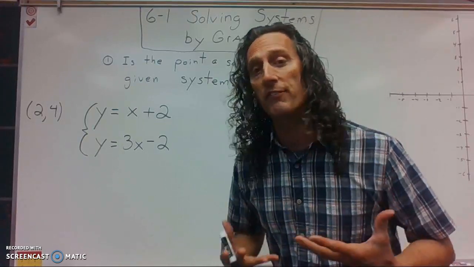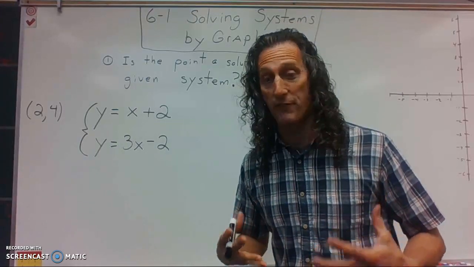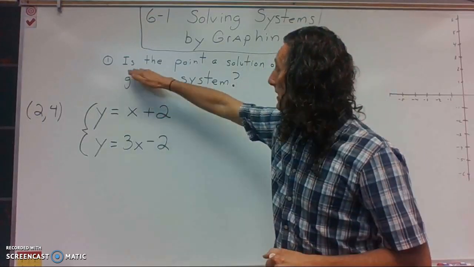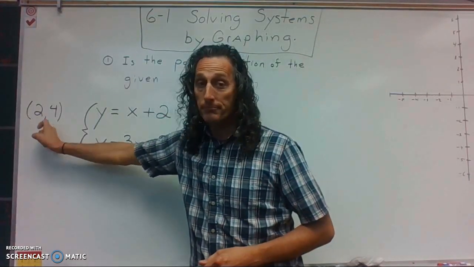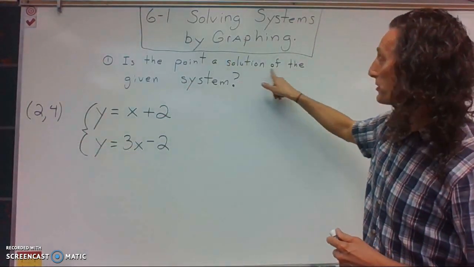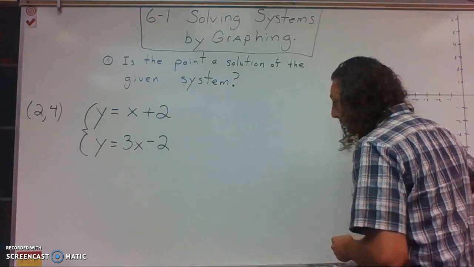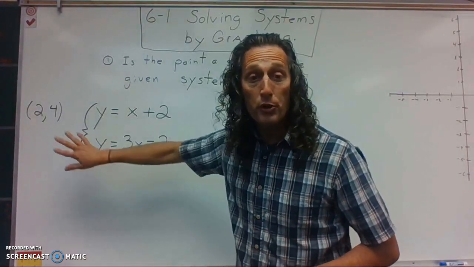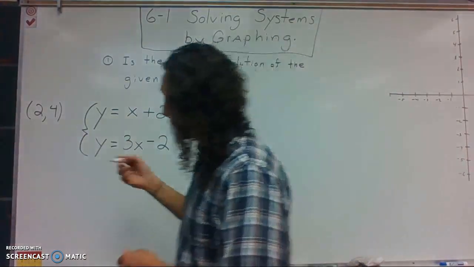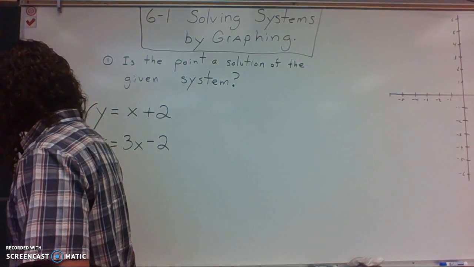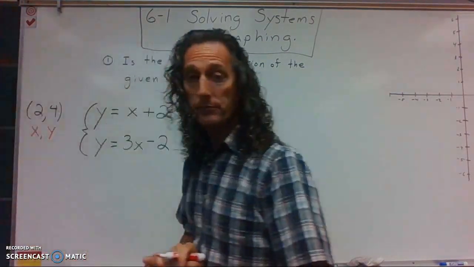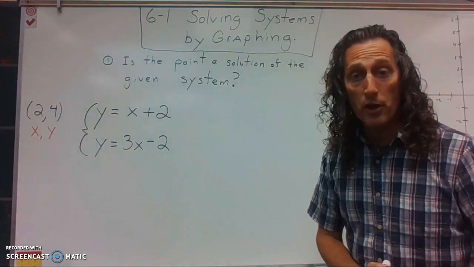This kind of started off the same as our last chapter with graphing. It says, is the point a solution of the given system? Again, what do we want to do? You want to label your point. So we come over here: this is an x, this is the y. Okay, x and y. That's all you have to do.